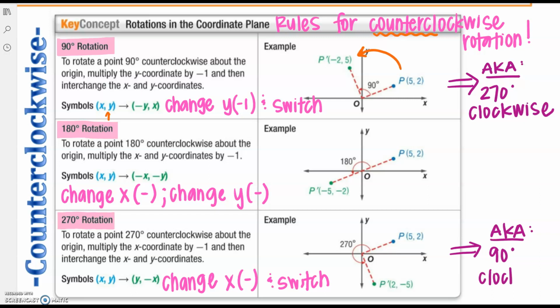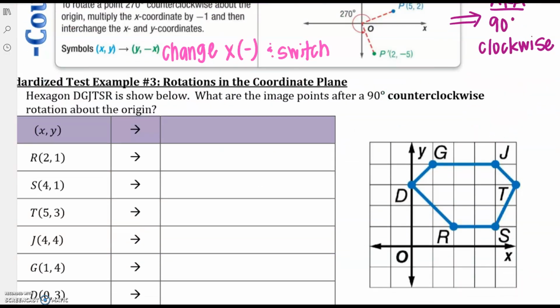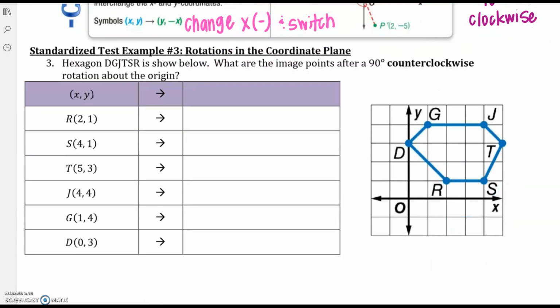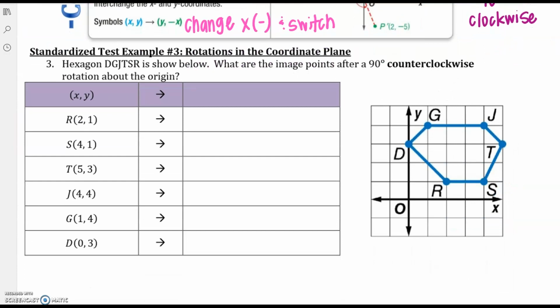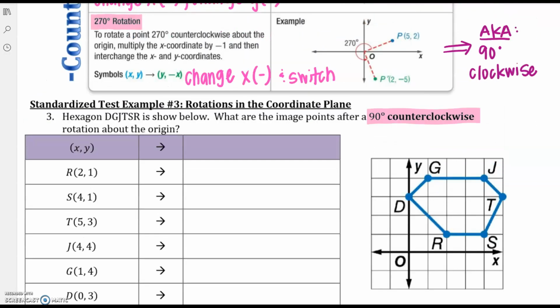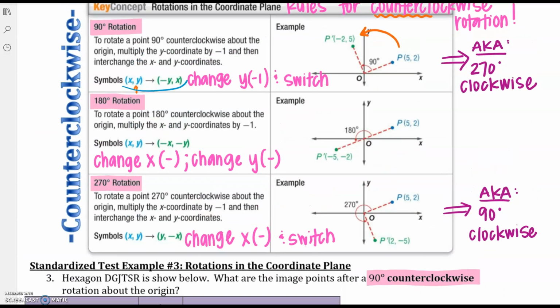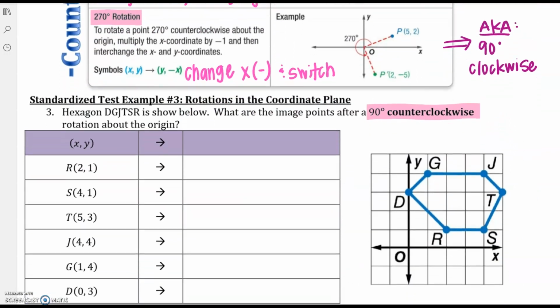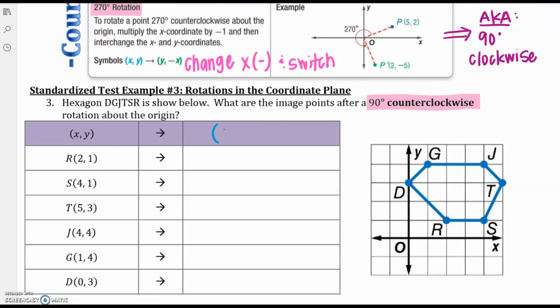So just make sure when you're reading the problem it says clockwise or counterclockwise, and if it doesn't say anything, you can assume it is counterclockwise. If it says clockwise, you need to remember which rule you need to use. All right, so we have a hexagon, and we need to rotate it 90 degrees counterclockwise. So remember, my counterclockwise 90-degree rule is right here. I need to change my Y, and then I need to flip-flop them.